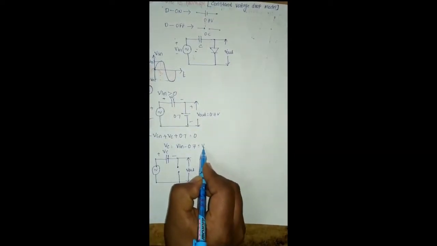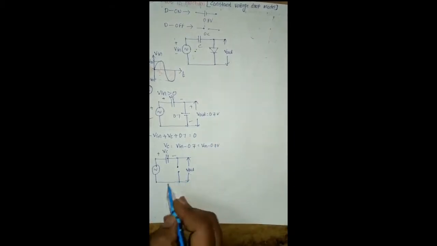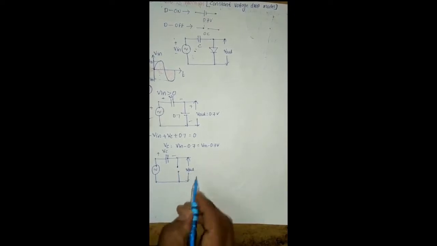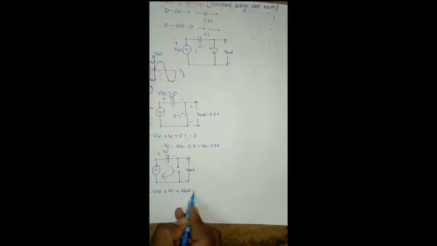Therefore, here the voltage of the capacitor is Vm minus 0.7 volts. Coming to this circuit, the diode is already open circuited, and now we are estimating the output voltage. In this circuit, apply KVL, then we will get minus Vin plus Vc plus Vout equal to 0.